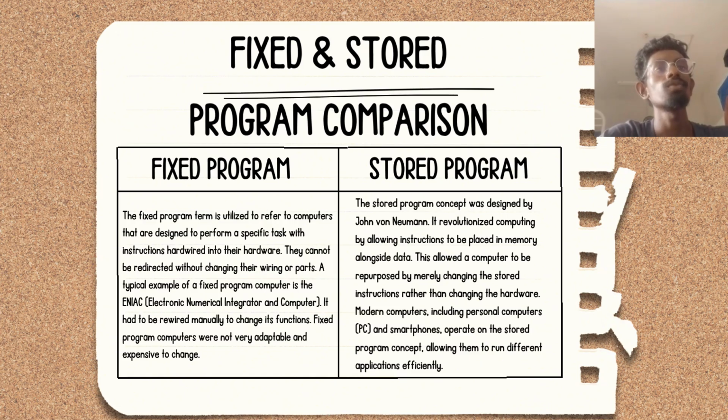The stored program concept was designed by John von Neumann. It revolutionized computing by allowing instructions to be placed in memory alongside data. This allowed a computer to be repurposed by merely changing the stored instructions rather than changing the hardware. Modern computers, including PCs and smartphones, operate on the stored program concept, allowing them to run different applications efficiently.